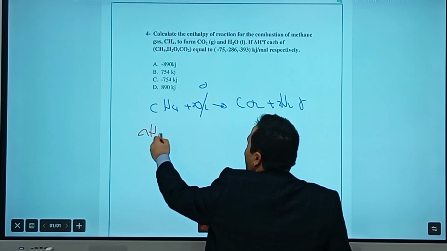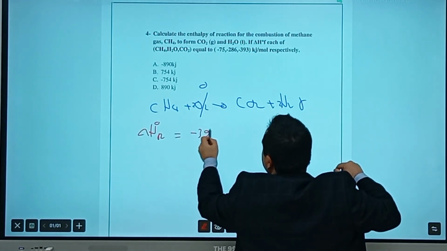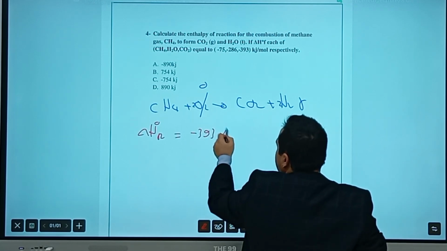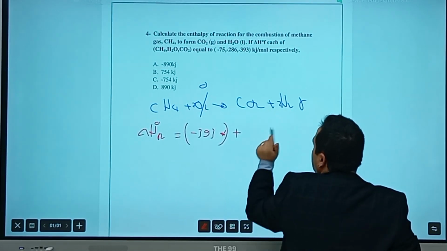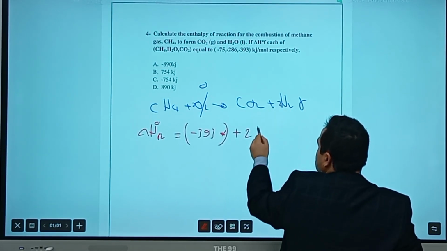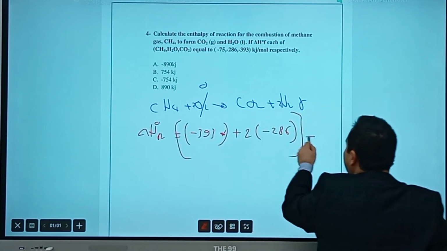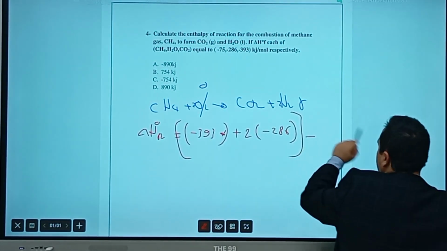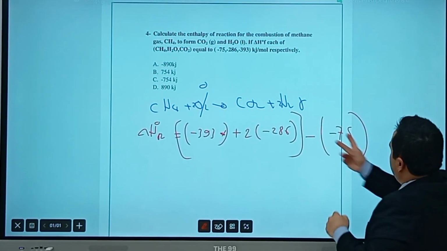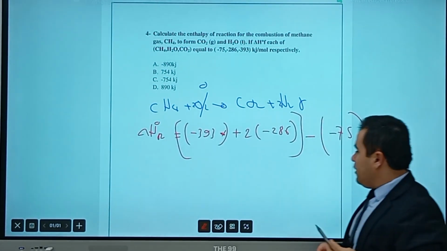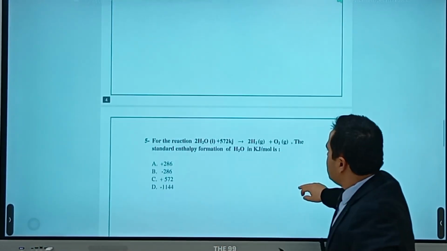So the enthalpy of reaction is equal to the enthalpy of formation of CO2, minus 393 multiplied by 1, plus the enthalpy of formation of H2O multiplied by 2 because it's 2, so 2 multiplied by minus 286. All this minus the enthalpy of formation of methane, which is minus 75, or we can say plus 75. This is another method to solve for the enthalpy of the reaction.